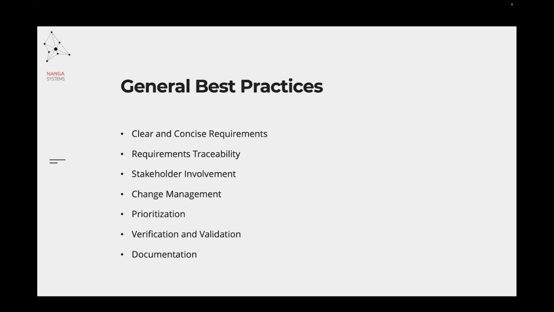Prioritization. It's a good practice or best practice to prioritize requirements based on stakeholder needs, safety, and regulatory compliance. And in this case, you can use different methods. For example, the MoSCoW model, where the priorities are defined either as must have, should have, could have, or won't have.